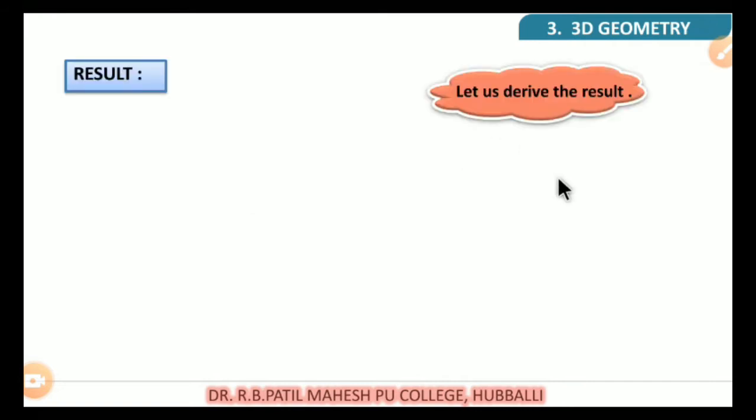Students, in previous videos we have seen two forms of equation of straight lines in both vector and Cartesian forms, and also solved some of the examples. And now in this session we discuss angle between the lines. Let us derive the result here.